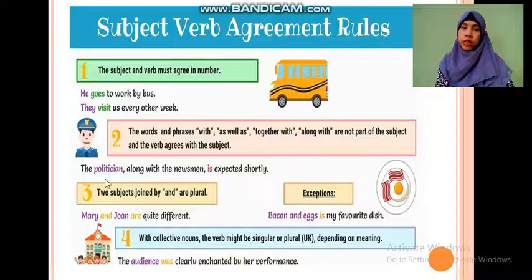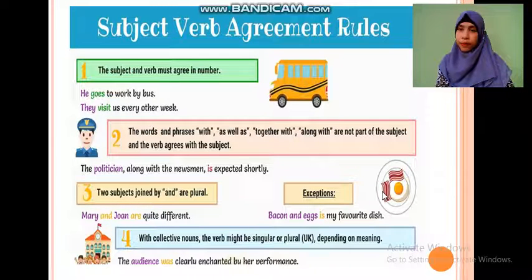For example, politicians along with the newsman is expected shortly. So you only focus on politician and is, and they have to match. Okay, the third is that if two subjects are joined by and, the verb is usually plural. For example, Mary and John will use are. So Mary and John is plural, so they have to use the verb are.